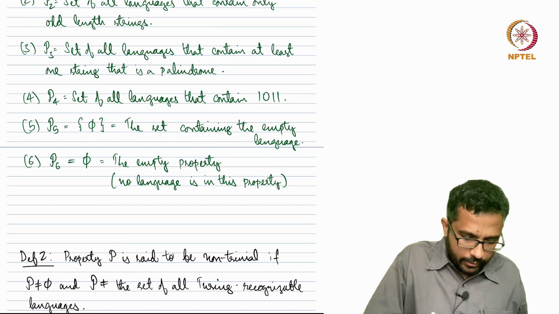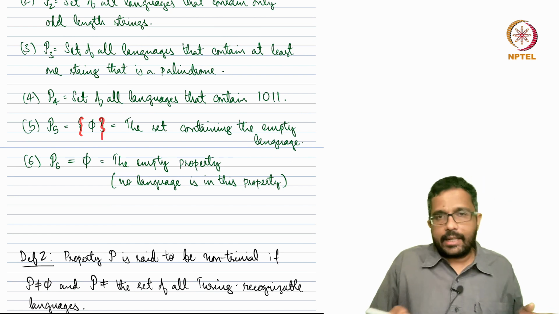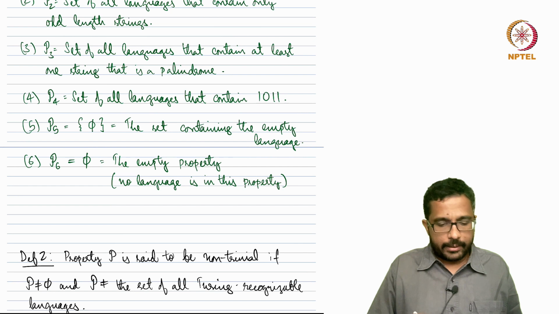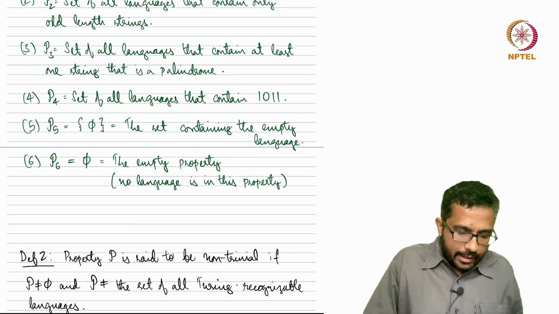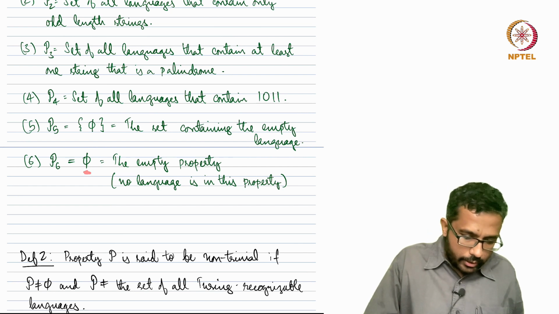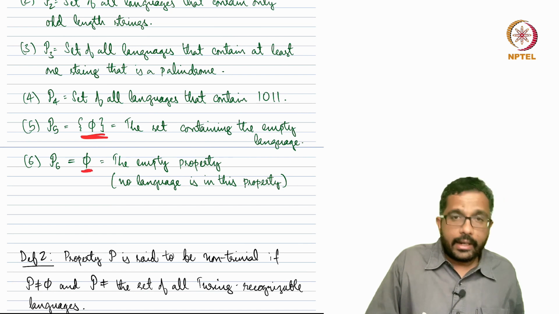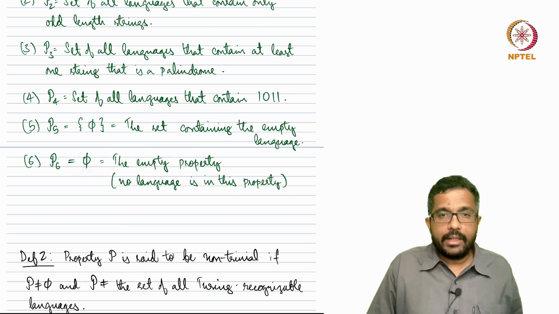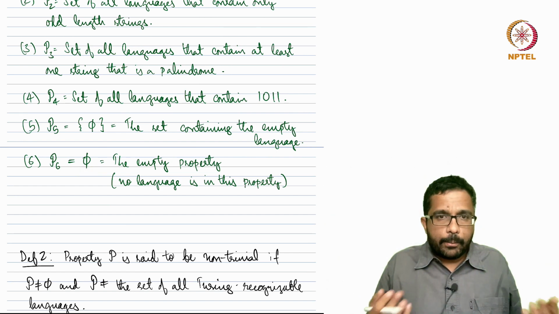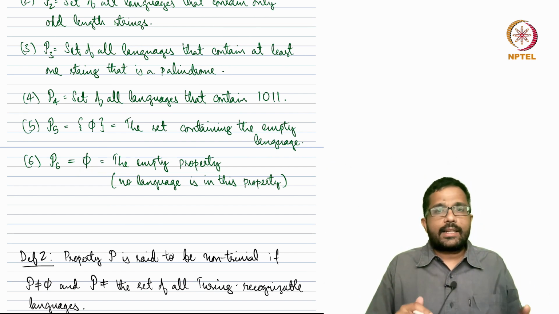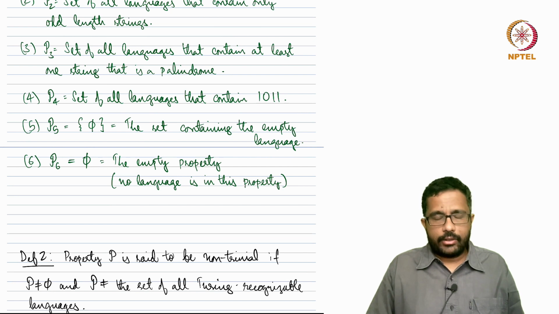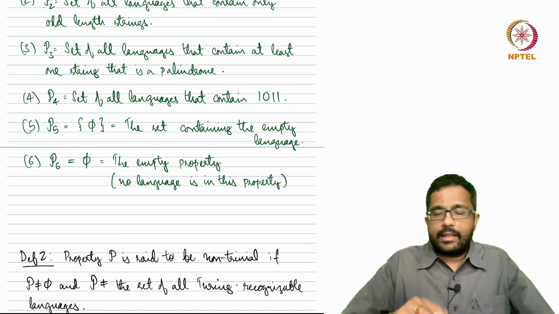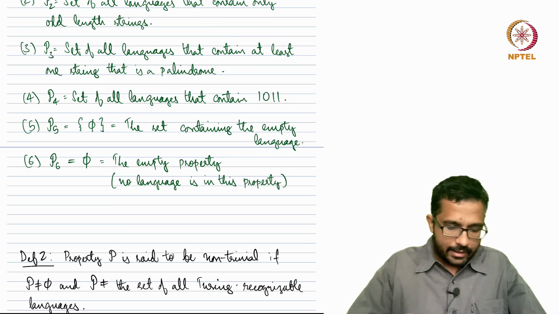So this is a set of which languages satisfy this property. Only the empty language satisfies this property. P6 is the empty set. So notice the distinction between this and this. P5 is the set containing the empty language. P6 is the empty set, meaning the property itself is empty, meaning no language satisfies this property. So no language is contained in P6. So that is P6.